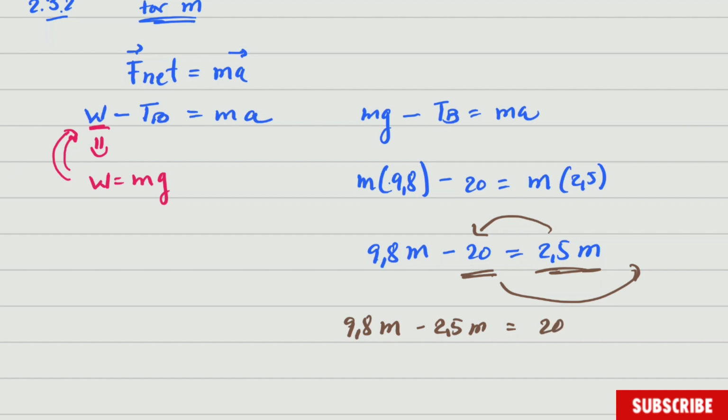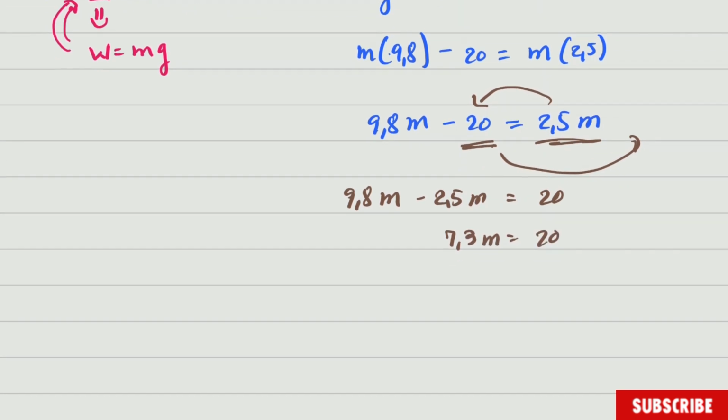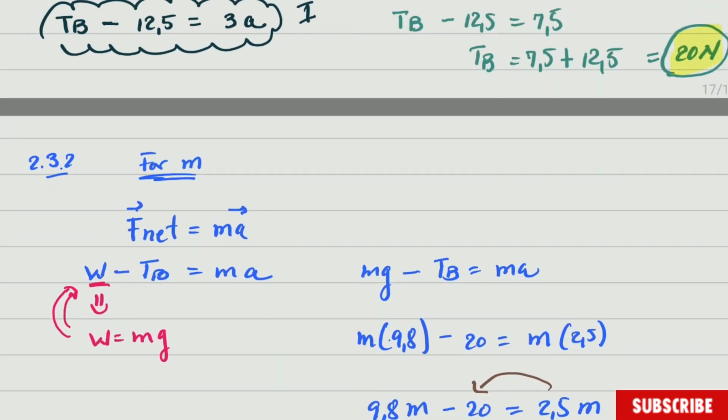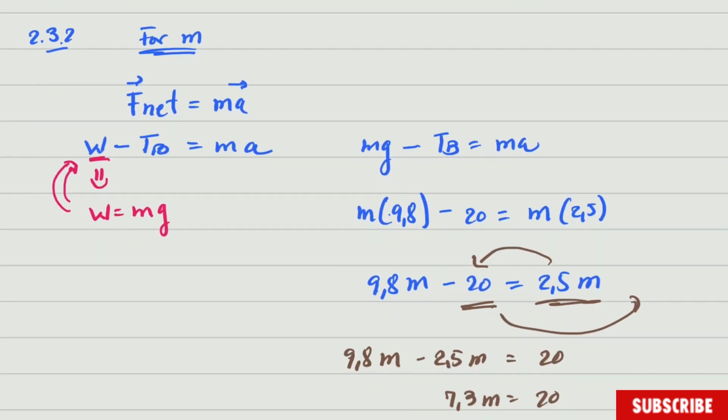This is like terms, guys. So we have 7,3 M equal to 20, and when you rearrange that one, you get that M is equal to 20 divided by 7,3, and the mass is going to be 2,74 kilogram. This is a very good question, guys. I like this question because I never saw such a question. It's not that difficult, but it's kind of new. All right, so this is question 2.3.2.